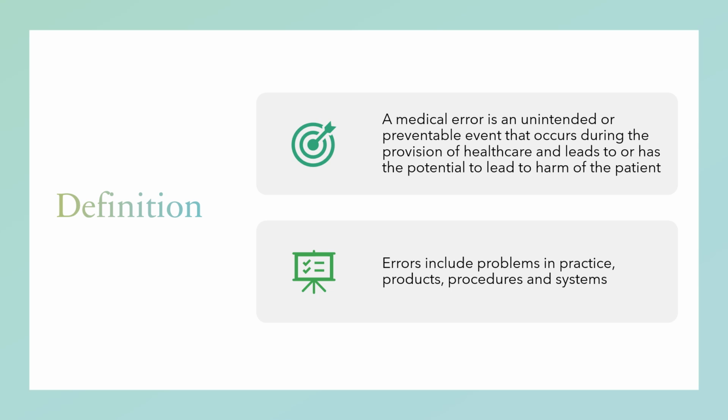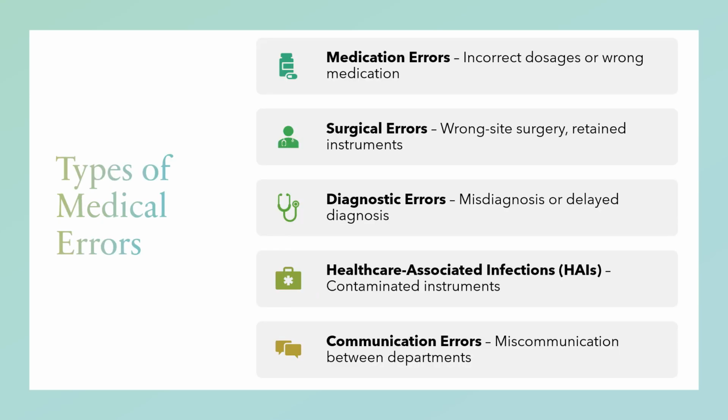Now, the problem can occur in the practice, in a product that is used, during the procedure, or as a systemic system error. There are multiple types of medical errors. For the purpose of this lecture, we are going to focus on surgical errors, specifically in regards to potential HAIs or even communication errors. Medication errors are incorrect dosage or wrong medication. Now, we don't have any direct contact with the patient, nor do we have access to medication, but that does not mean this is not a very significant type of medical error that can occur.